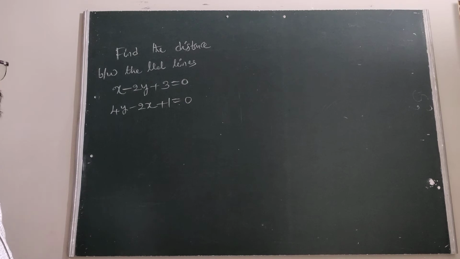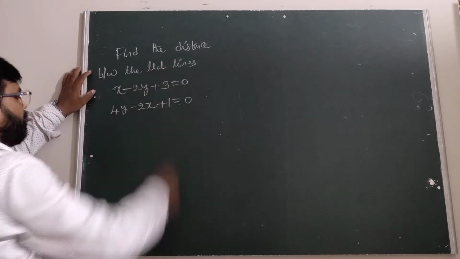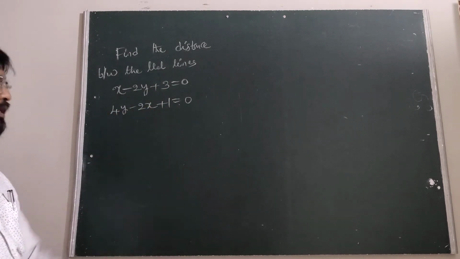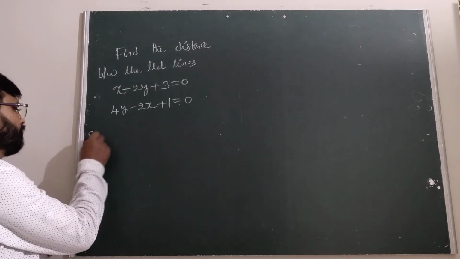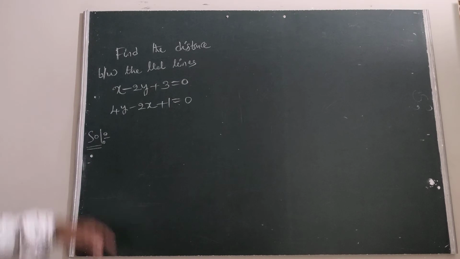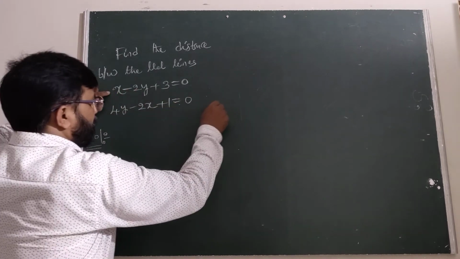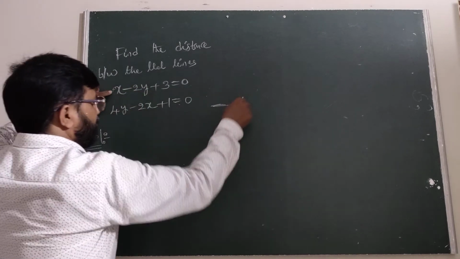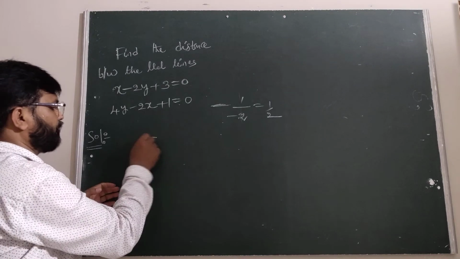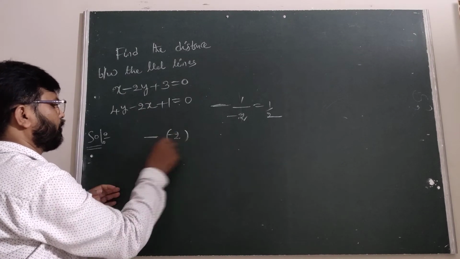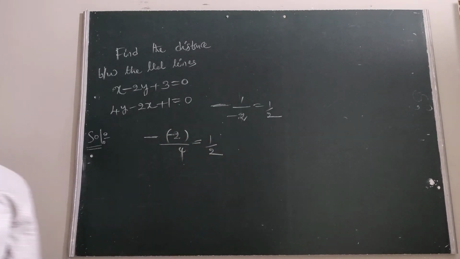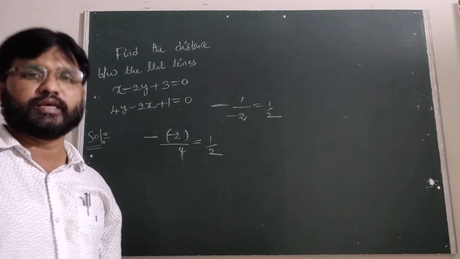So find the distance between the parallel lines x minus 2y plus 3 equal to 0 and 4y minus 2x plus 1 equal to 0. All of you listen here. These are undoubtedly parallel lines, because the slope of a line is minus a by b. For the first line, a is 1 and b is minus 2, so the slope is 1 by 2. For the second, a is minus 2 and b is 4, so the slope is also 1 by 2. When the slopes are equal, they are parallel.